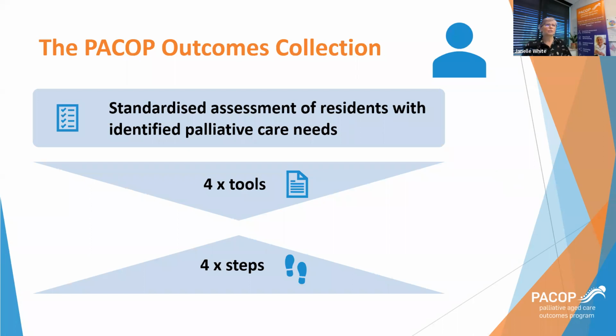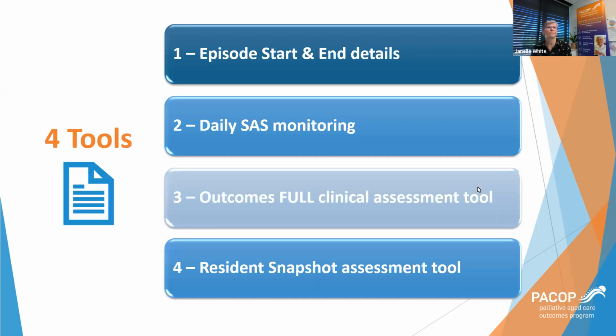So the outcomes collection includes 4 tools and 4 steps as a way to standardise assessment of residents that have identified palliative care needs. So let's have a look at those things now. So the 4 tools: some are very simple and some are clinical. But let's have a look.